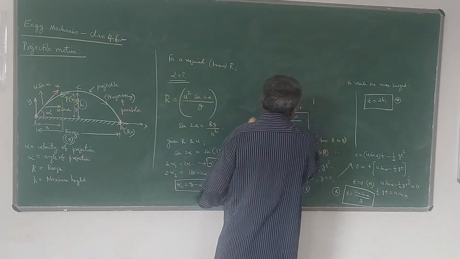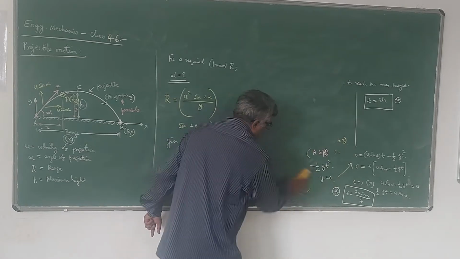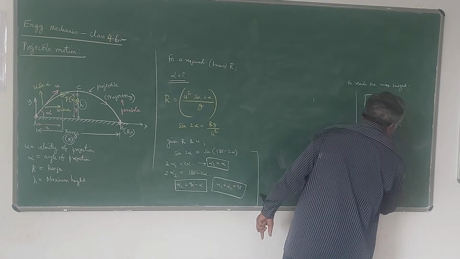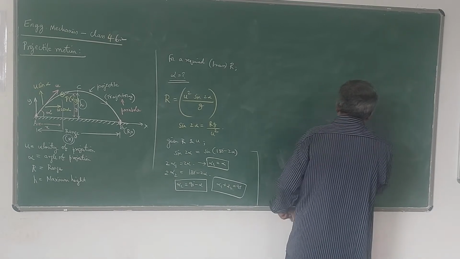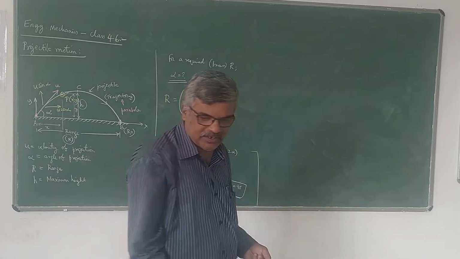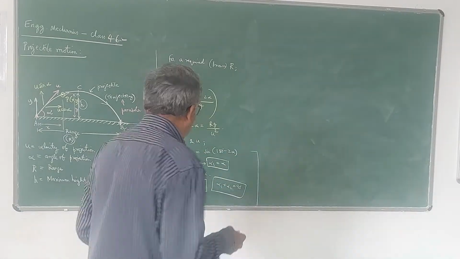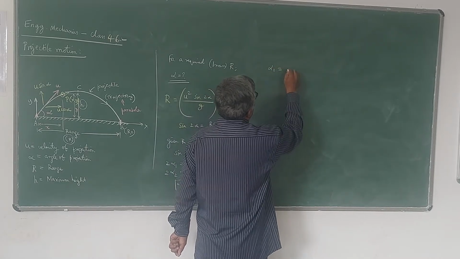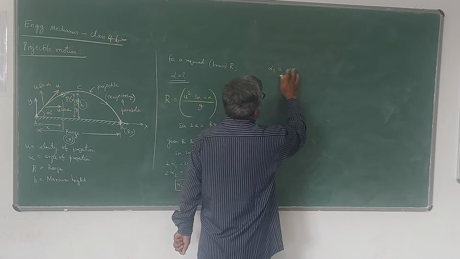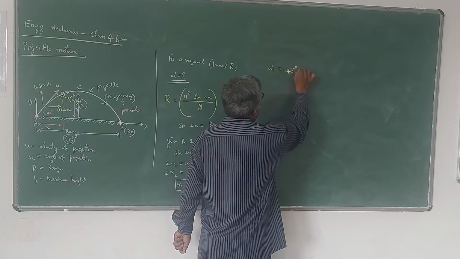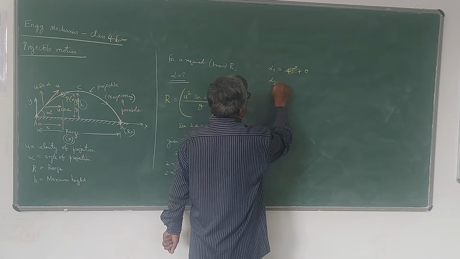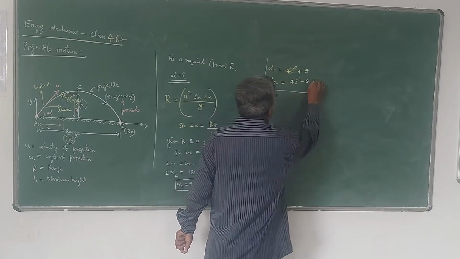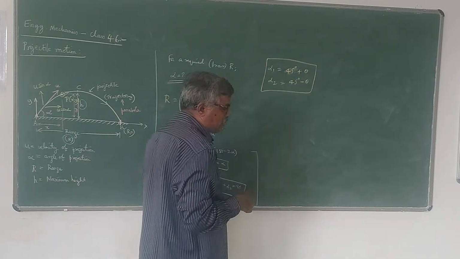So you will be having two values of alpha for a given range. If range is known and you want to find the angle of flight, you will be having two values of angle of flight. So that you should be knowing. So one value will be alpha 1 equal to 45 plus theta, another value is 45 minus theta, so that if you add these two, you are going to get 90 degrees. Theta will get cancelled.